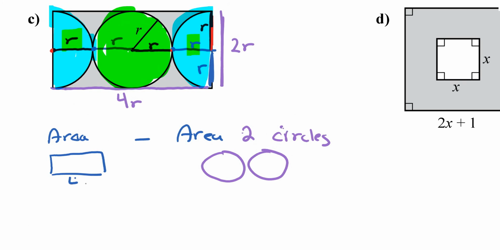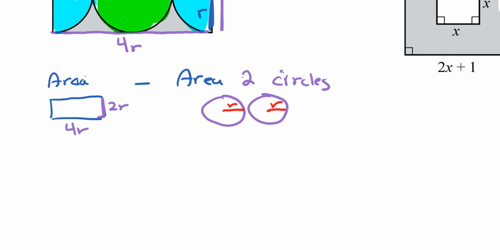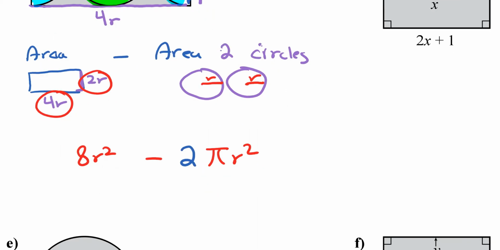All right, so this length is going to be 4r. And this width is going to be 2r. And we know the radius of one circle is r. Okay, so to find the area of the rectangle, it's going to be length times width. 4r times 2r is 8r squared minus, well, you have 2 circles, so let's put a 2 there. And the formula for the area of a circle is pi r squared.